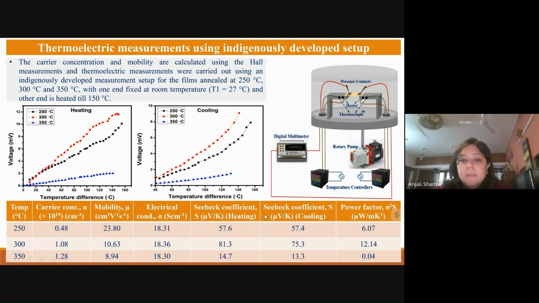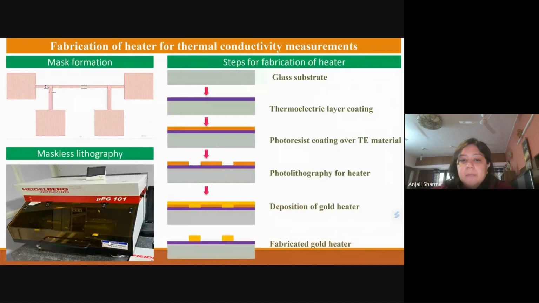So we have evaluated the Seebeck coefficient and the power factor, and it is found that the Seebeck coefficient is maximum for the film deposited at 300 degrees Celsius, which had the gamma phase. Now we have to investigate the thermal conductivity.